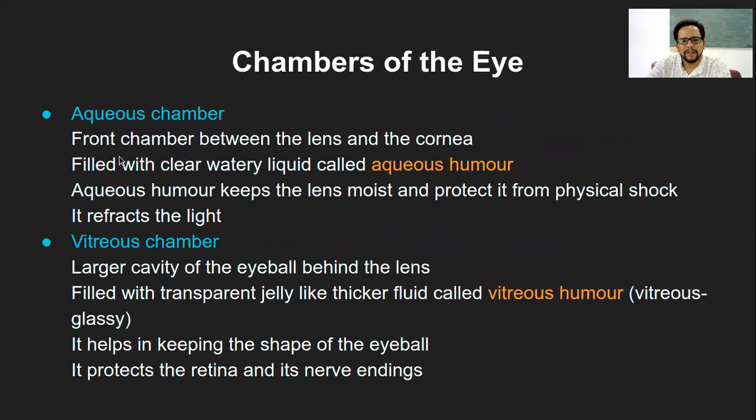This aqueous cavity is the front chamber and it is filled with a clear watery liquid, which is called aqueous humor. The function of the aqueous humor is to keep the lens moist and to protect it from physical shock. Physical shock in the sense of something hitting your eye from outside. So it protects it to some extent. Of course, if it is a larger physical shock, it will not be able to protect. And also it refracts the light.